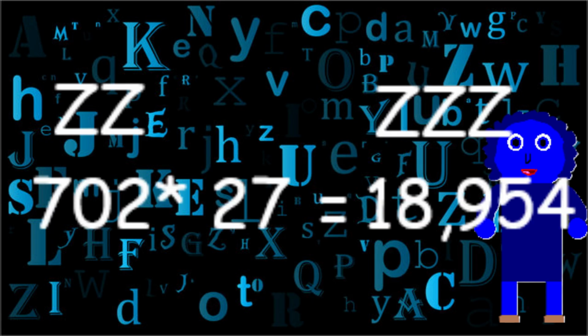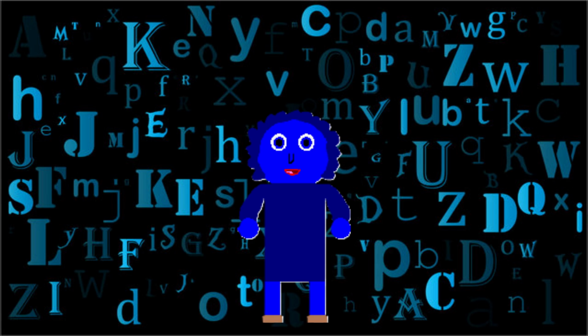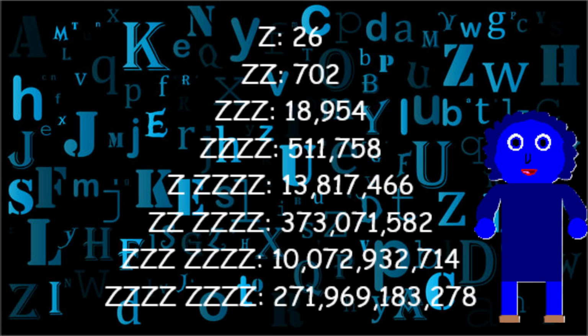To find the corresponding number of ZZZ, we have to take 702, the number of ZZ, and multiply it by 27 again, which gives us 18,954. So ZZZ is the 18,954th letter. If we multiply that by 27 again, we get the corresponding number of ZZZZ, which is 511,758, and so on. So multiplying by 27 will add a Z digit to the letter every time. So here's the corresponding number of every letter that has all Z's up until ZZZZZZZ.